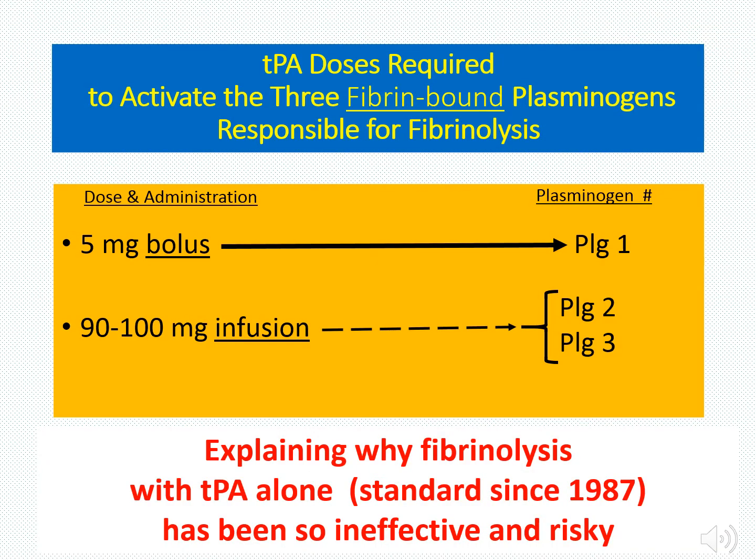The different doses of TPA are required to activate the 3 plasminogens, only one of which is specific for TPA, the one that TPA binds next to, and that requires only a 5 milligram bolus of TPA. But to activate the other 2, which are needed for fibrinolysis, an infusion of TPA is required of 90 to 100 milligrams, an enormous difference. And this activation of these two plasminogens by TPA explains why TPA is both ineffective when used alone and hazardous.